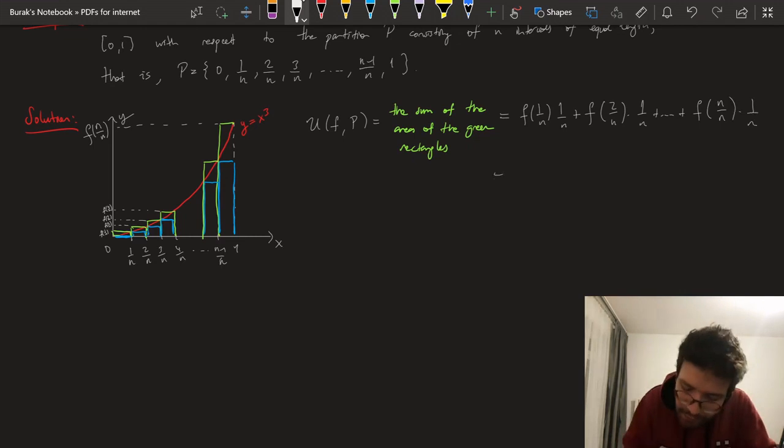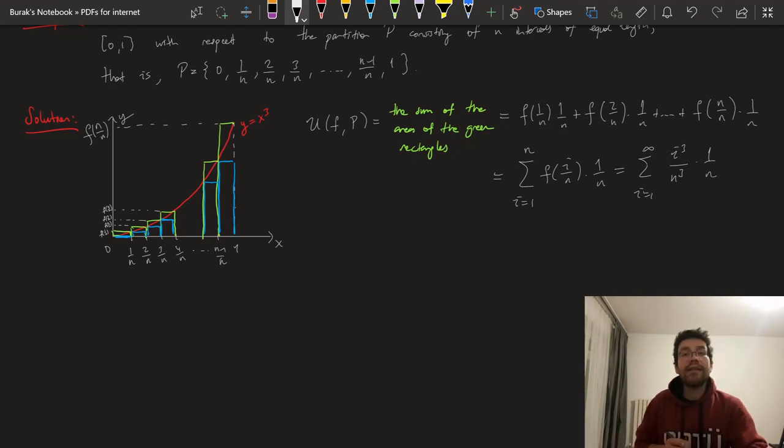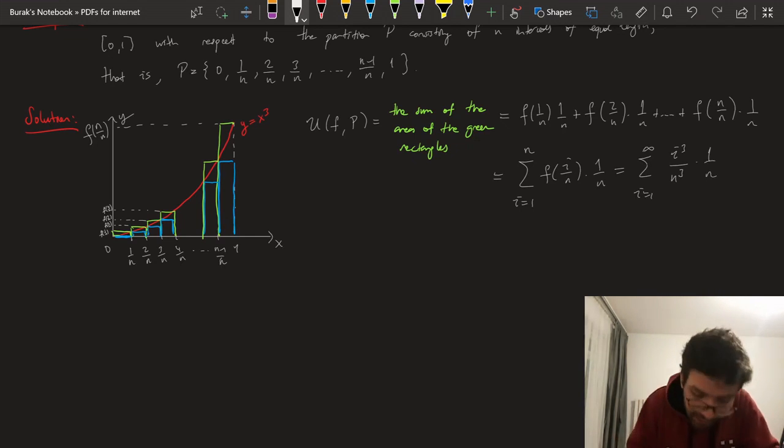So in sigma notation, what I have is i goes from 1 to n, and I have a f of i over n times 1 over n, and I know what my function is. It's the cube function, so it's like f of x equals x cubed. So this is i cubed divided by n cubed times 1 over n. Okay, so this is the upper Riemann sum. And you can guess what the lower Riemann sum would be.